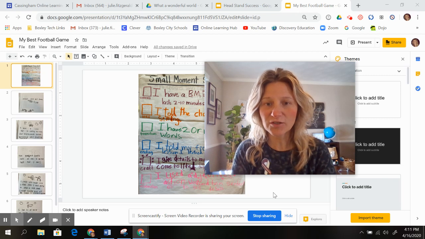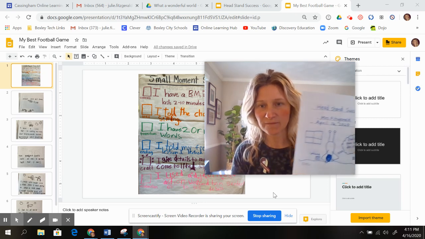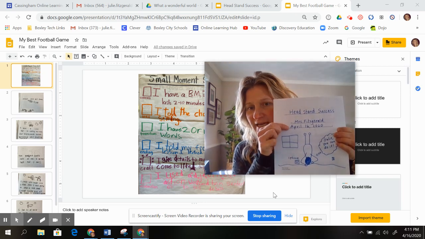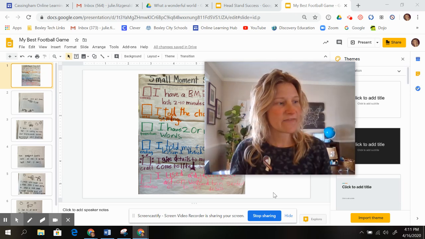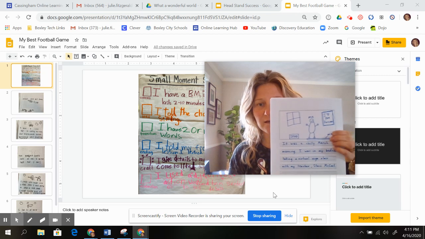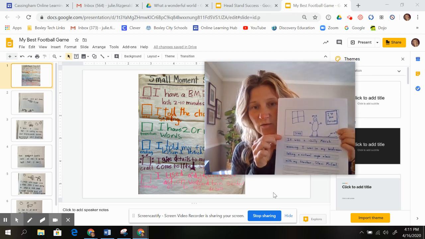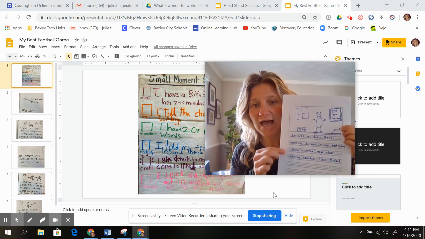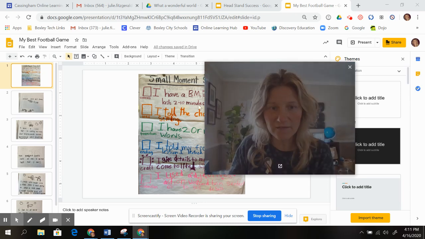Today, I get to help you with a little bit more of your small moment story. Yesterday, we wrote our cover page and our introduction. So far, you should have a cover page that has your title, your name, your date, and an illustration. And then you should have completed your introduction page. Remember, this is the page that tells who was with you, where you were, and when your story takes place. Today, we're going to begin to look at the middle of our story.